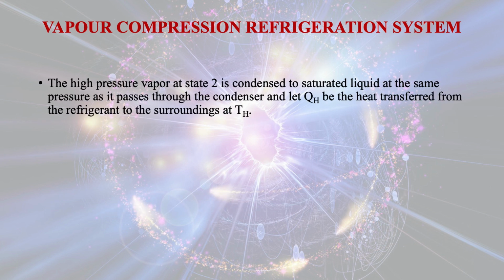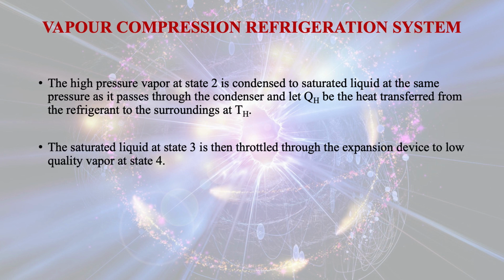The high pressure vapor at state 2 is condensed to saturated liquid at the same pressure as it passes through the condenser, and let QH be the heat transfer from the refrigerant to the surrounding at temperature TH. The saturated liquid at state 3 is then throttled through the expansion device to low quality vapor at state 4.